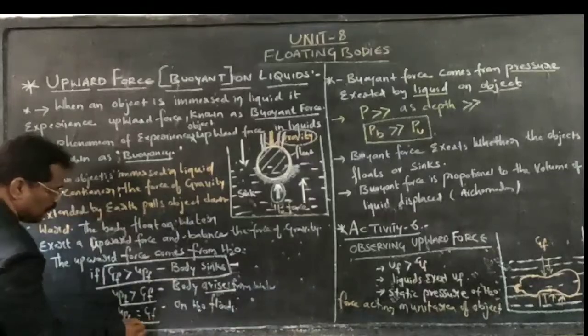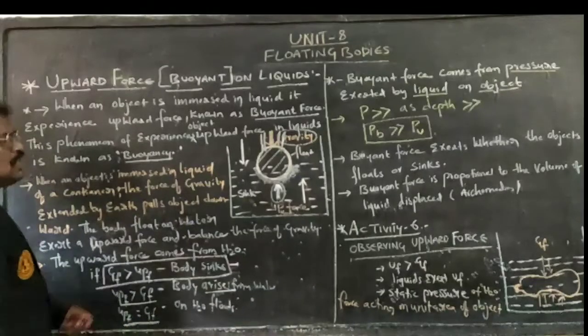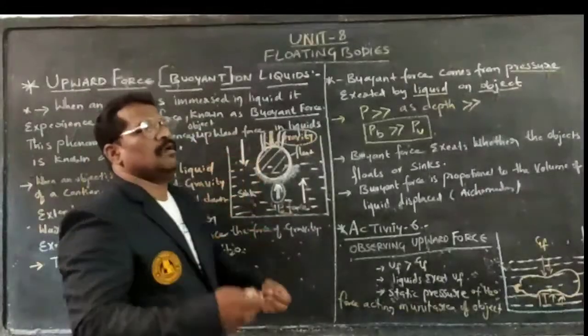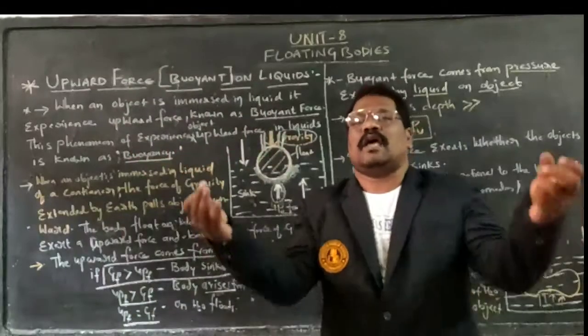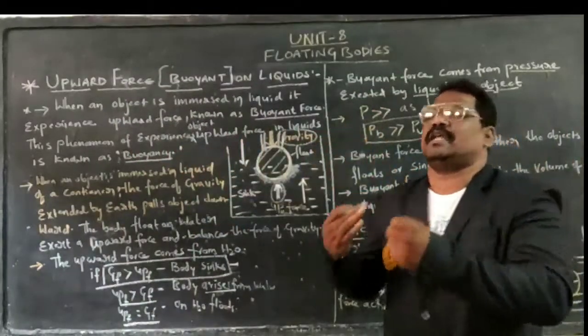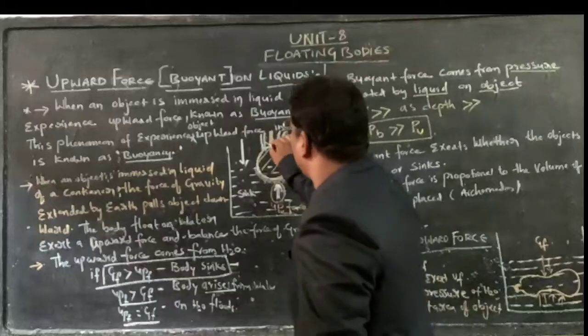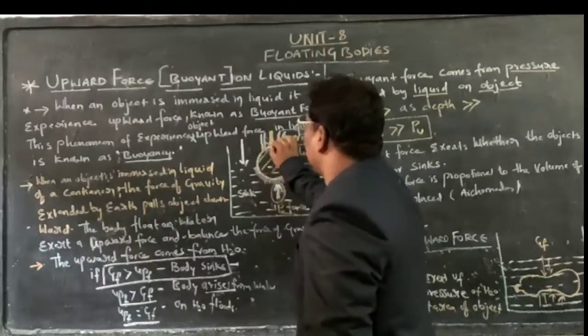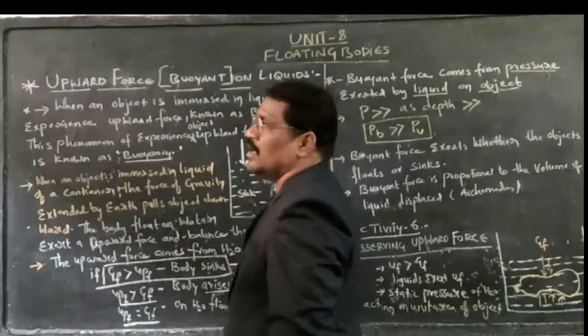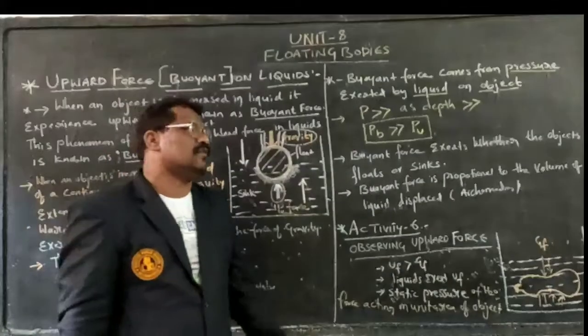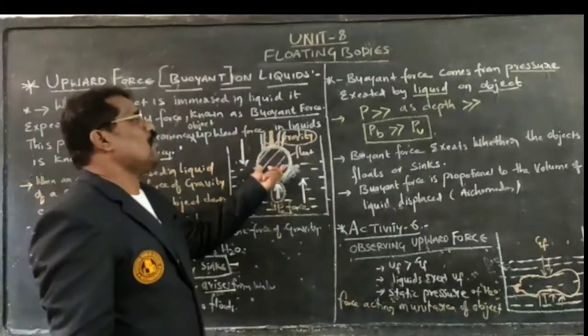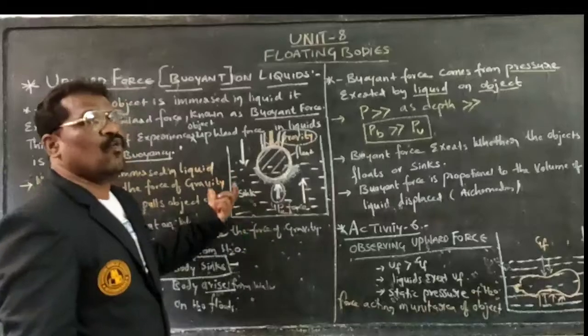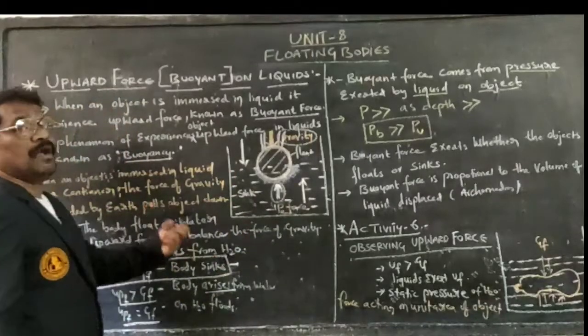If the gravitational pull and the upward force are both acting equally but in opposite directions, what happens? The body floats on the surface of the water. That is a phenomenon we have to keep in our mind.